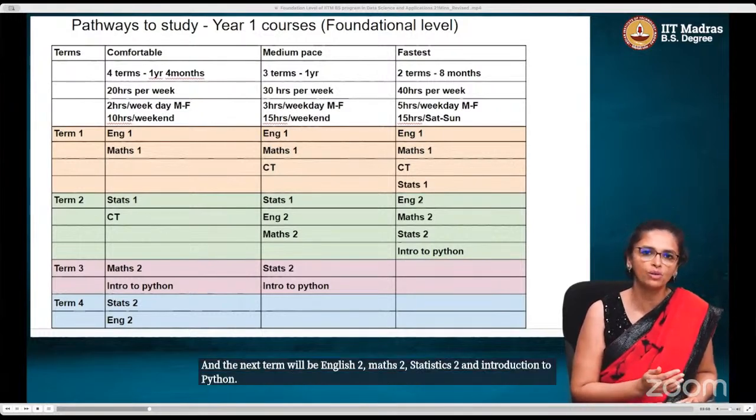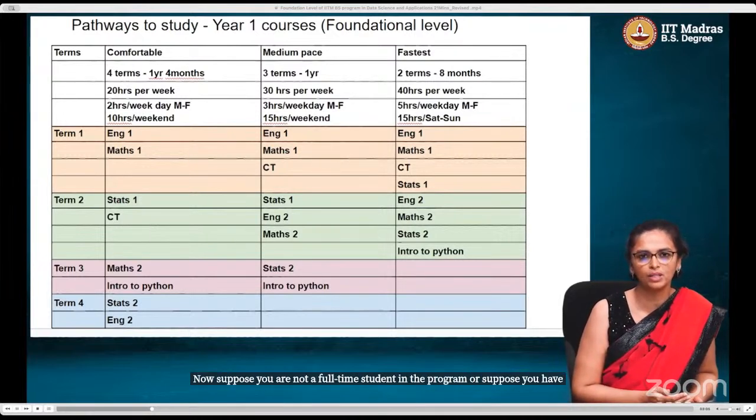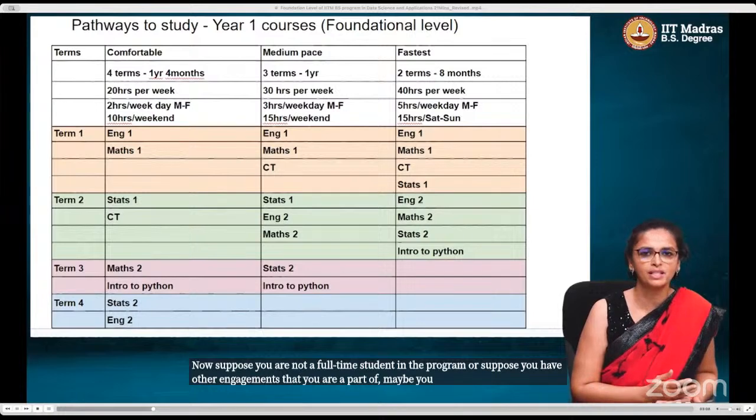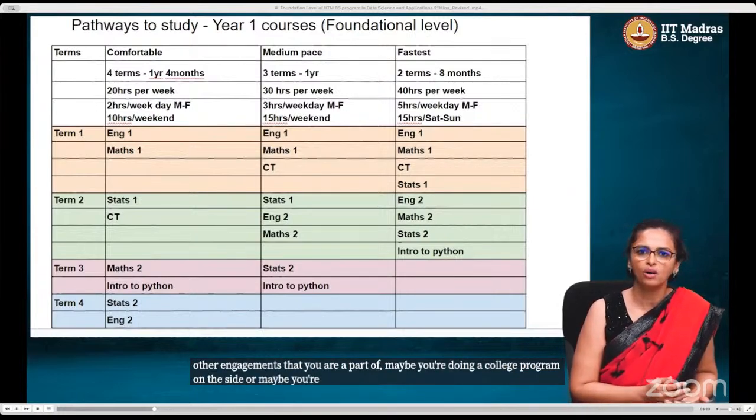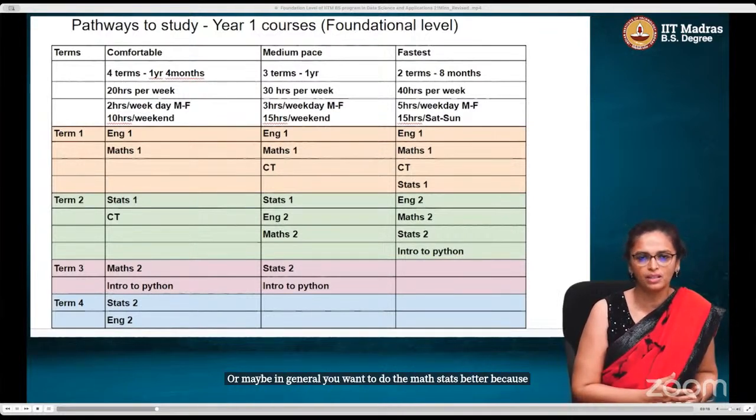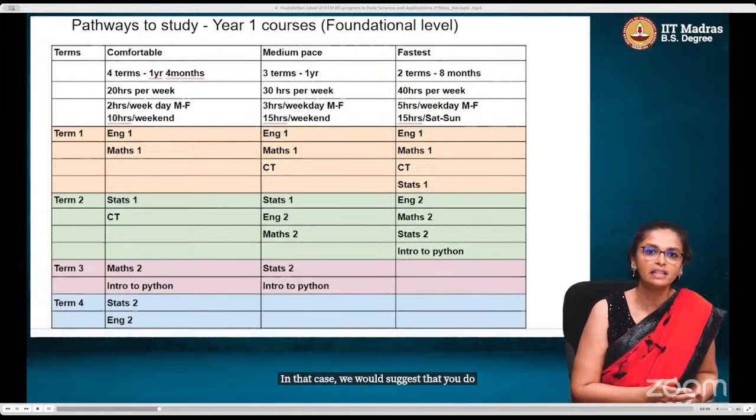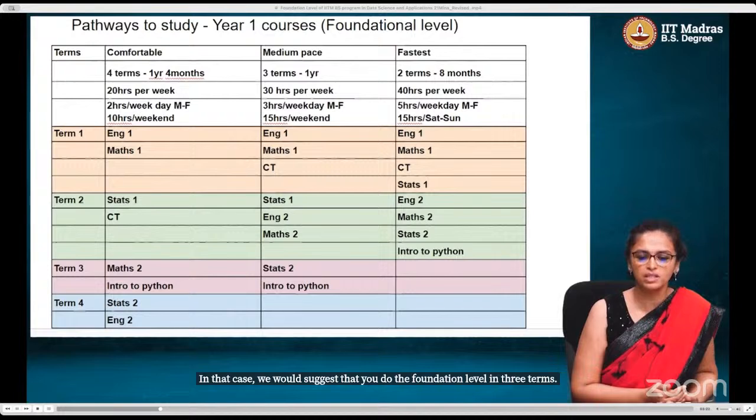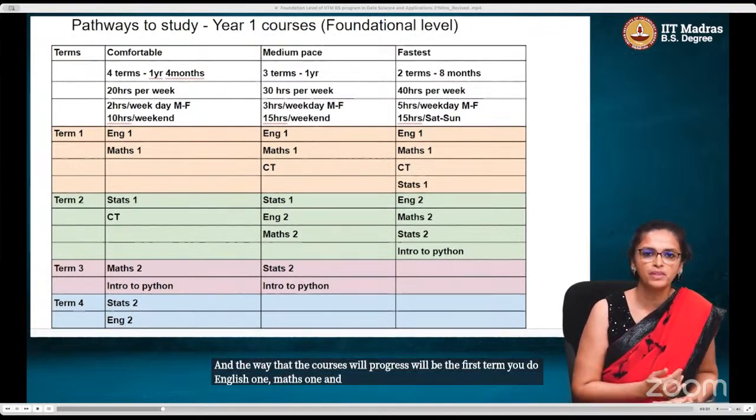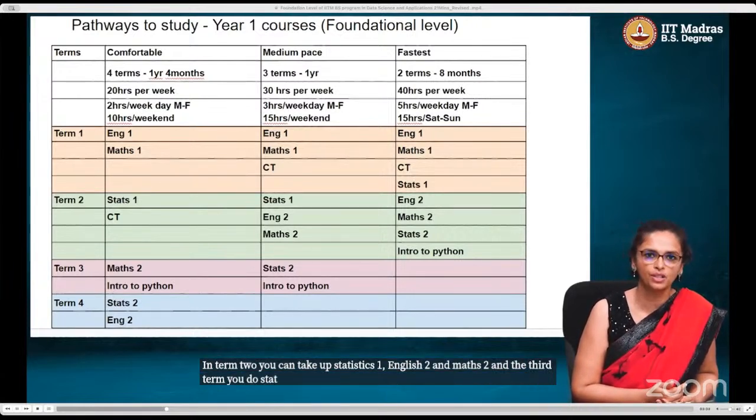Now, suppose you are not a full-time student in the program, or suppose you have other engagements. Maybe you're doing a college program on the side, or maybe you're a working professional, or maybe in general you want to do the math stats better because you don't have a background. In that case, we would suggest that you do the foundation level in 3 terms. And the way that the courses will progress will be, in the first term you do English 1, Maths 1 and Computational Thinking. In term 2, you can take up Statistics 1, English 2 and Maths 2. And in the third term, you do Statistics 2 and Introduction to Python.